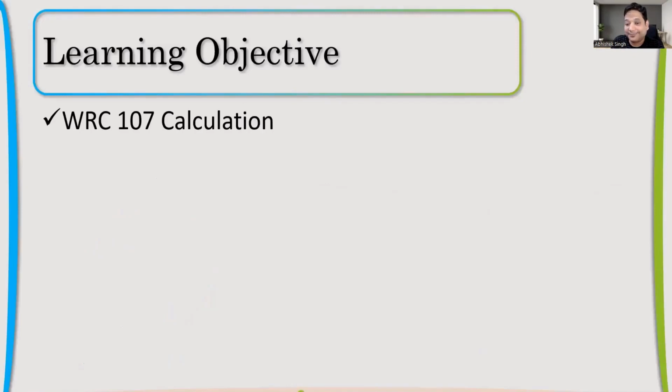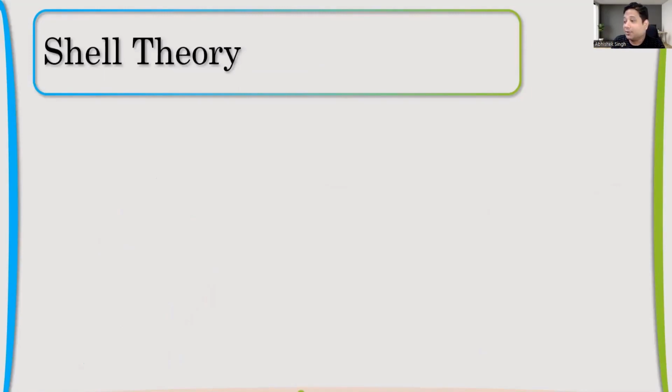Here we are going to study WRC 107 calculation in detail. So we'll start with very basic shell theory. What is this shell theory?